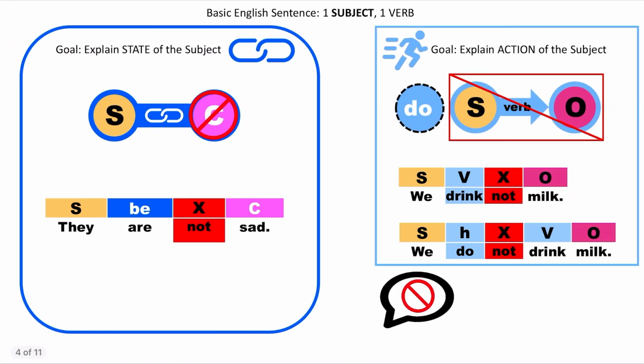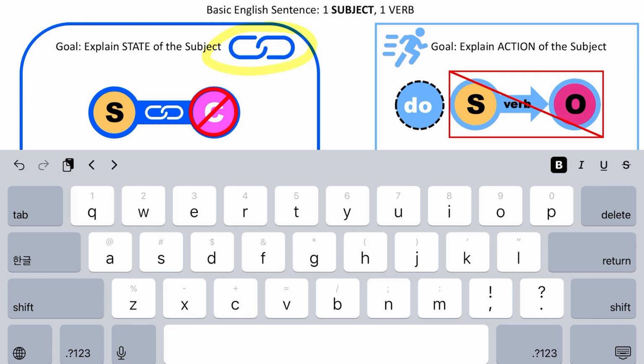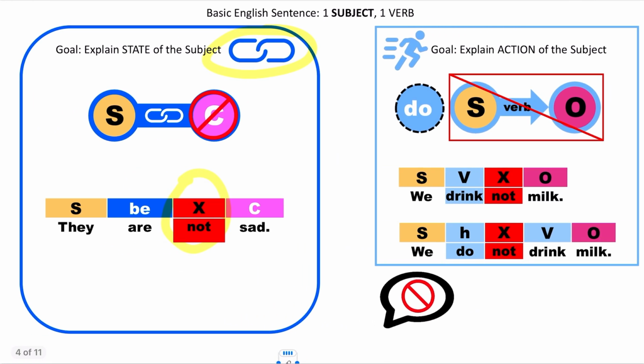Now, when you want to make a negative sentence, it's a little different for each of these verbs. For the be verb, when you're just talking about a link, all you have to do is add the word not. They are not sad. Here, we don't put the not there. They not are sad. No. Here, they are. They exist, not sad.